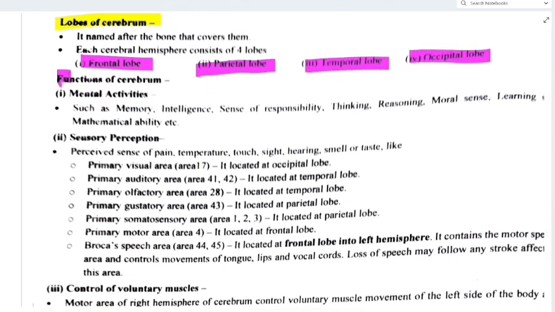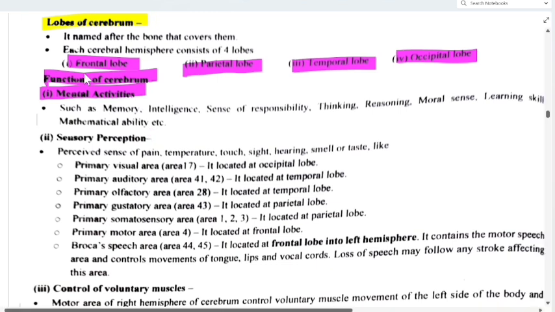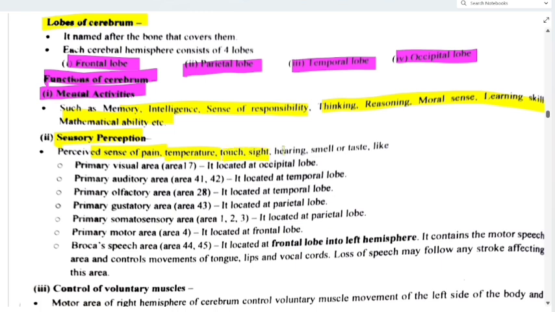Then functions of cerebrum, that is mental activities such as memory, intelligence, sense of responsibility, thinking, reasoning, moral sense, learning skill, mathematical ability, etc. Now sensory perception. Sensory perception, what is that? Perceived sense of pain, temperature, touch, sight, hearing, smell or taste.